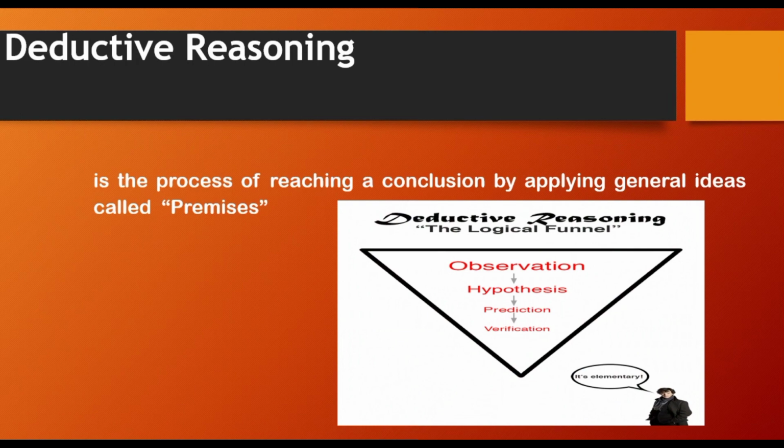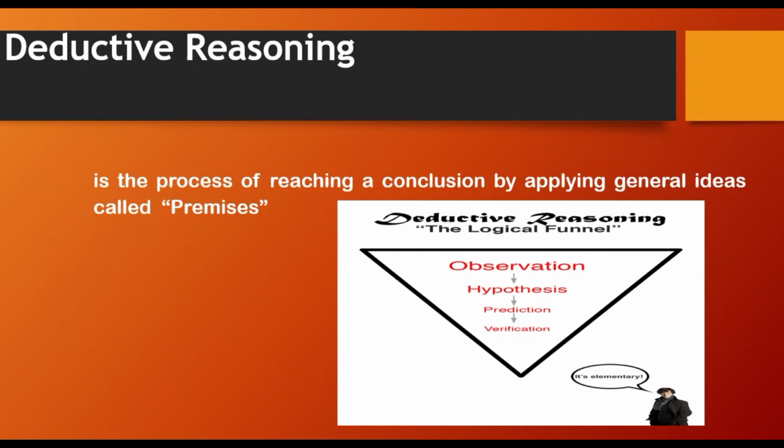So, this is what our deductive reasoning looks like when we present it visually. At the top, you have the observation, hypothesis, prediction, verification, and then the end part is our conclusion, provided that we follow the rules, laws, and theories. To explain further, deductive reasoning is the opposite of inductive reasoning.